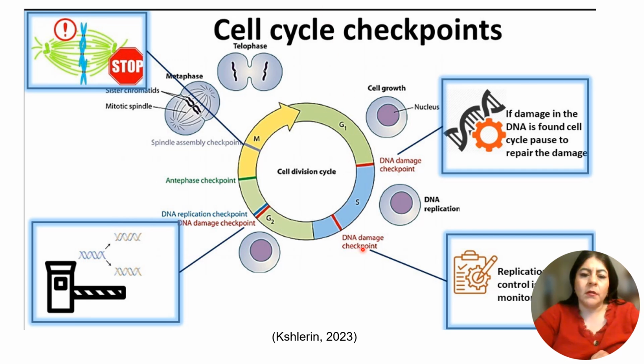So here's our structure. All right, very first one at the end of G1, again, ensuring that the cell is the appropriate size, that it has the correct amount of nutrients. Okay, if damage in the DNA is found here, then the cycle will come to a pause. All right, the second checkpoint here is the DNA damage checkpoint, ensuring that DNA has replicated faithfully. And when all is well here, it moves on to the next checkpoints.